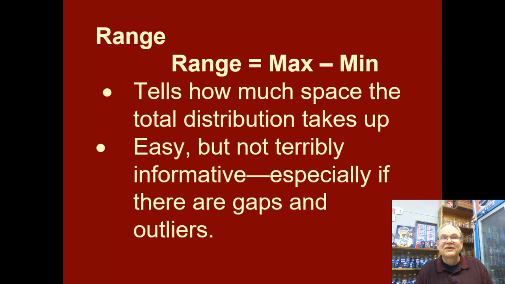That's the range. Sometimes people will confuse that with mid-range that we did with one of the averages where you averaged the top and bottom. Range is just maximum minus minimum. It's really easy to find, but it honestly doesn't tell you a whole lot of information, and it especially doesn't if you've got gaps and outliers, or if you're trying to compare distributions and one of them just has bigger numbers to begin with than the other does.